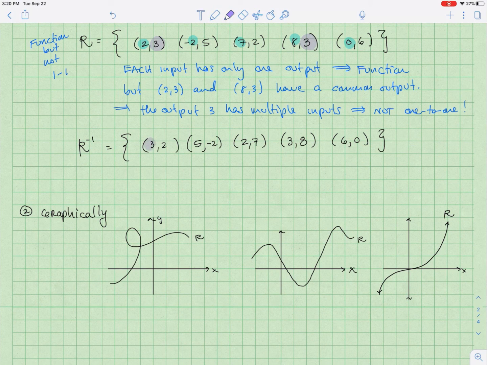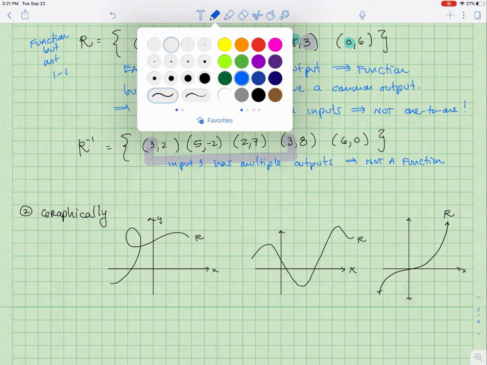For our inverse, R inverse, because R wasn't one-to-one, we're actually going to have another issue here. That is to say, now the inverse is not a function, because what we have here is the input 3 has multiple outputs or y values associated with it. So this is not a function. So if either one of those was going to be one-to-one, I might make up a third one here. Let's see.